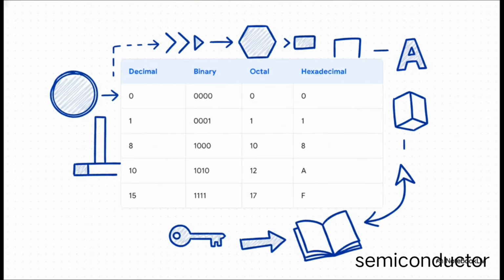Think of this table as our Rosetta Stone for numbers. Just look at the decimal number 10. We see 10. A computer sees 1010. In octal, it's represented as 12. And in hexadecimal, it's just the letter A. There are 4 completely different ways of writing the exact same quantity. It's all about what language you're speaking.